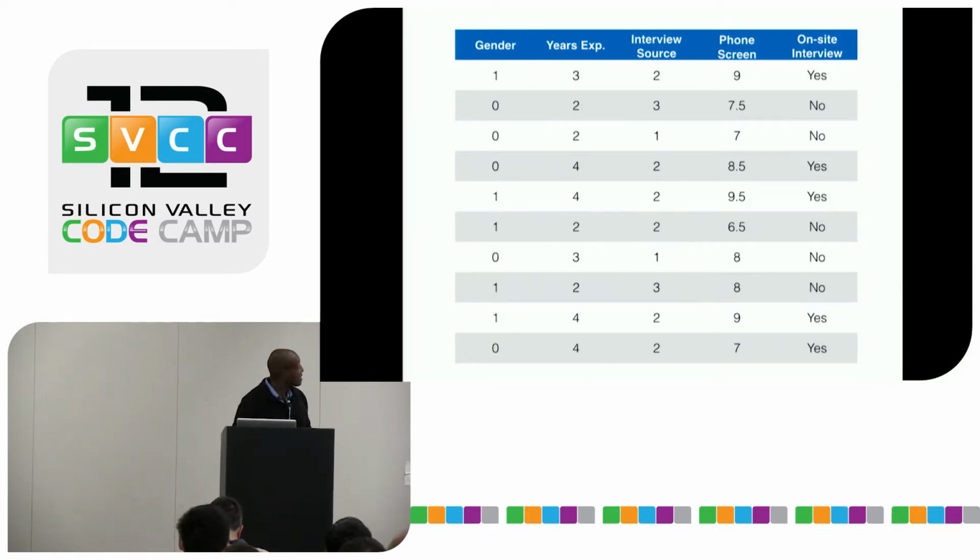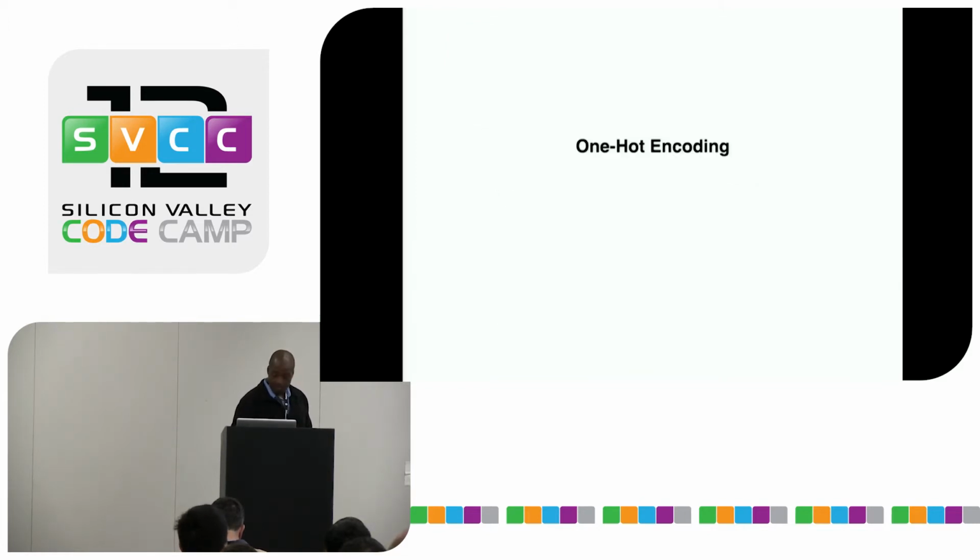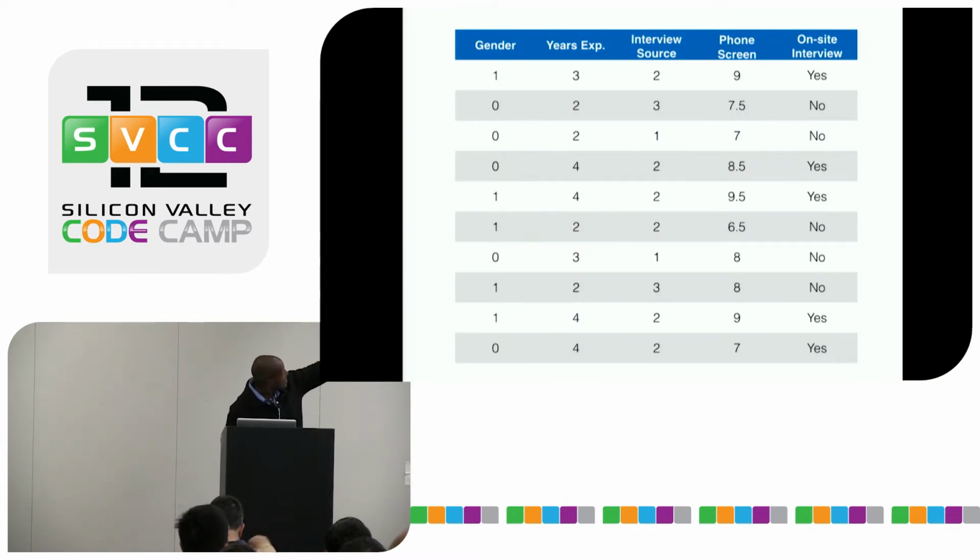We want to convert that to a number, binary. Years of experience is fine. Let me go. Because the interview source is more than 2 items, because again, what I was talking about in my earlier talk, if you average the number and it doesn't make sense, you have to use one-hot encoding. You can't average the interview source, whether it came from LinkedIn or from a friend or anything else. Averaging that wouldn't make sense.